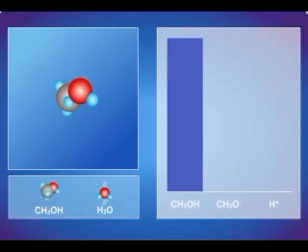Methanol molecules contain a polar OH group. The oxygen has a partial negative charge and the hydrogen has a partial positive charge. This charge separation is called a dipole.